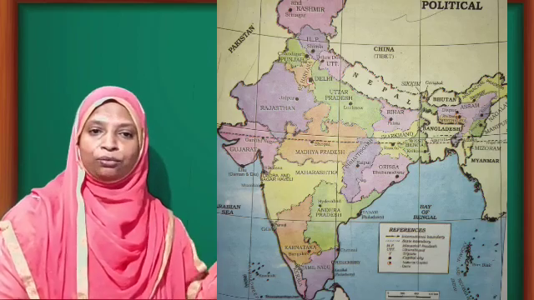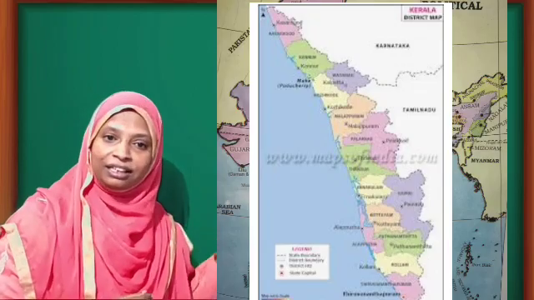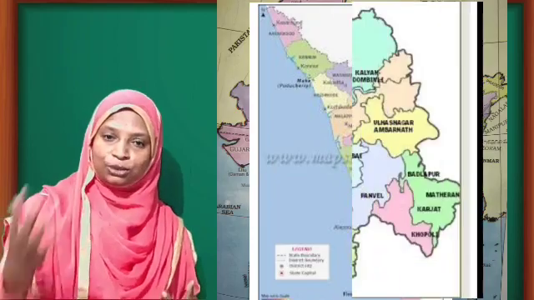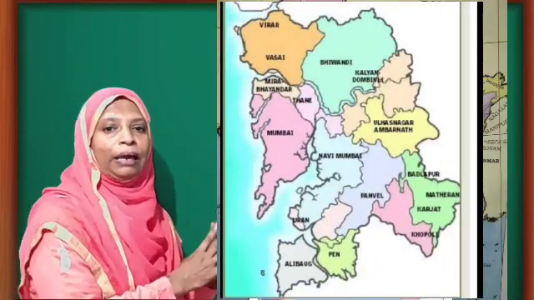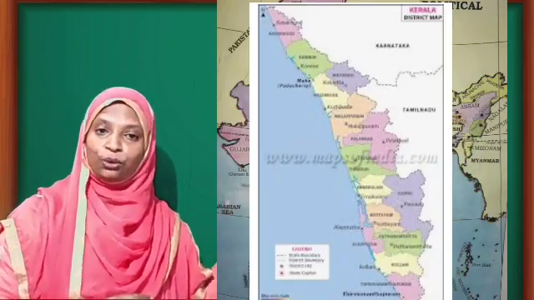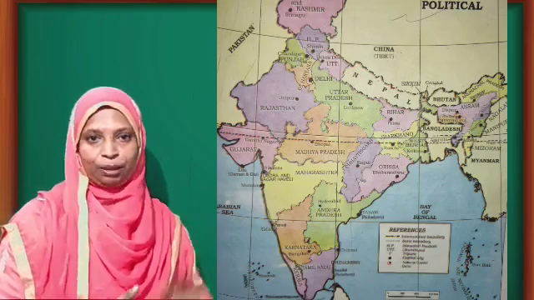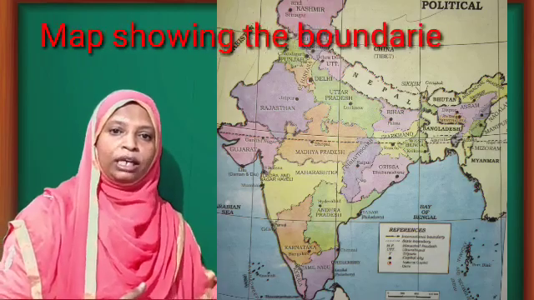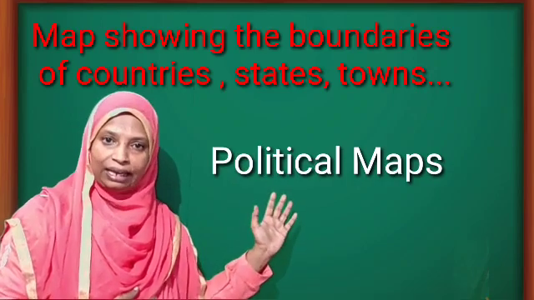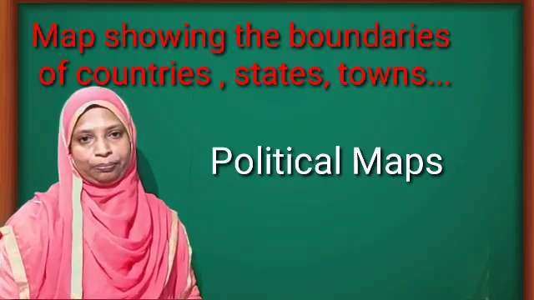And if you are getting the map of our own Kerala, we can see many more boundaries inside. All that boundaries are the boundaries of our district. Then again, districts will be turned into villages or panchayat etc. So, a map showing the boundaries of continents or countries or states or villages or towns etc. are called political maps. Political maps are maps showing the correct boundaries of continents, countries, states, villages, towns, etc. So this is an example for political map.